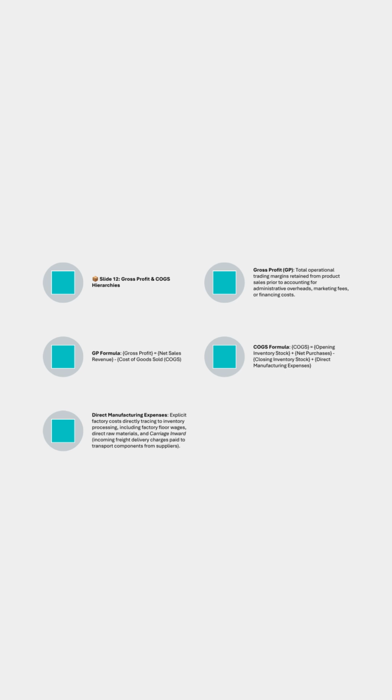The formula requires precise tracking. You take your opening inventory stock at the start of the year, add your raw purchases, subtract your closing stock at the end of the period, and add direct manufacturing expenses. These direct costs include factory labor, raw materials, and carriage inward, which represents the freight and transport fees paid to move materials from a supplier directly onto your production line.